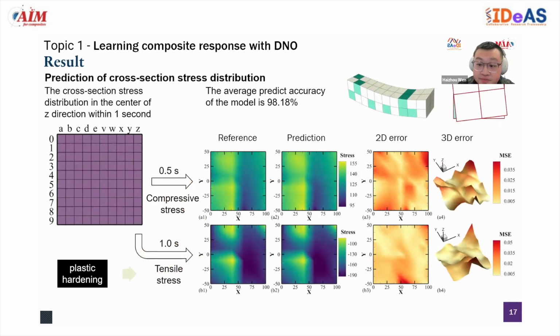The stress prediction also looks pretty good in both compression and tension deformation patterns. And the average prediction accuracy of the model is also around 98%. The relatively large error can sometimes be a result of plastic hardening, since we introduced the dynamic load, and plastic mechanics is nonlinear and sometimes very hard to learn by DON. So there should be some error in the result.